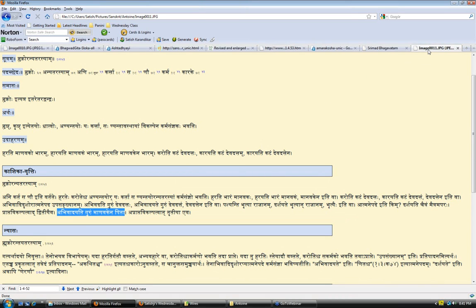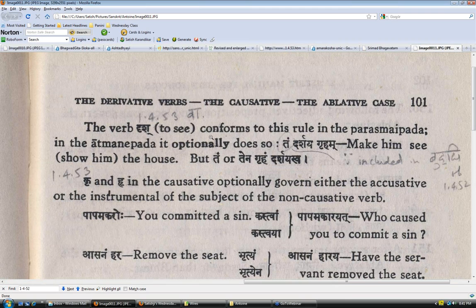What he's saying is that Dhatu Drish confirms rule in the Parasyapada because of this, the Buddhyartha. Buddhyartha, it confirms the Parasyapada. So when we say Vanaraha Lankam Pashyanti, the monkeys look at Lanka. Sugrivaha Vanaran Lankam Darshayati. Sugrivaha makes them see Lanka.